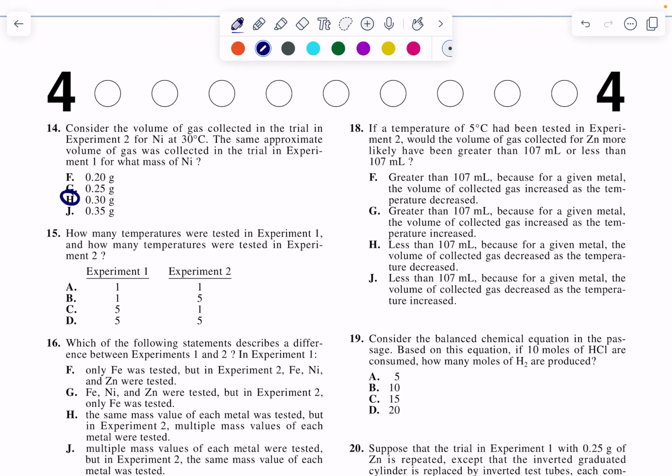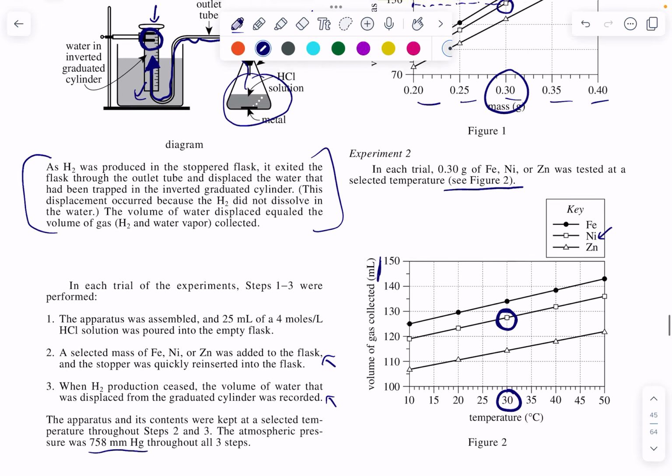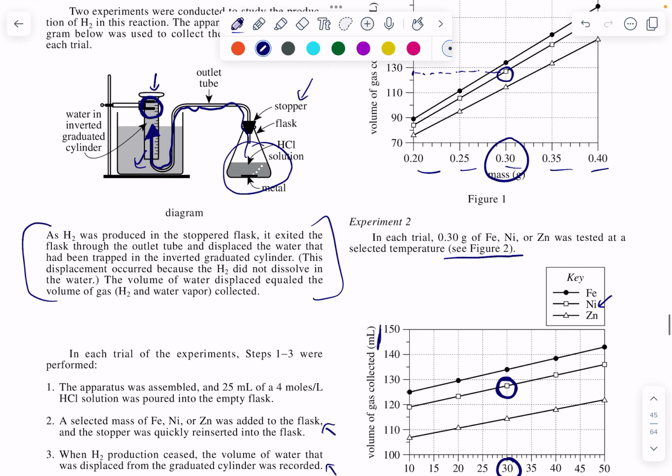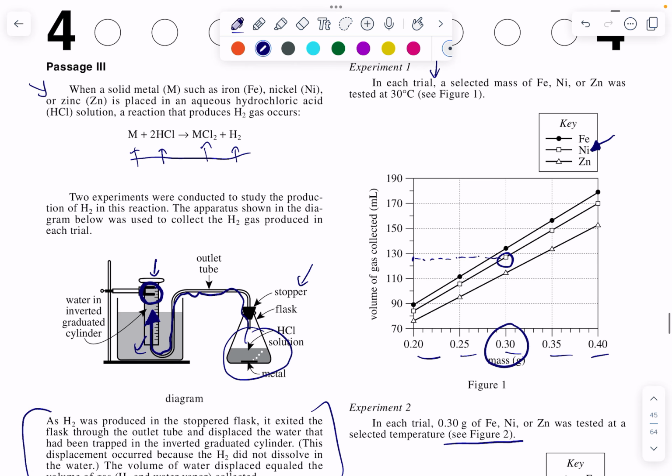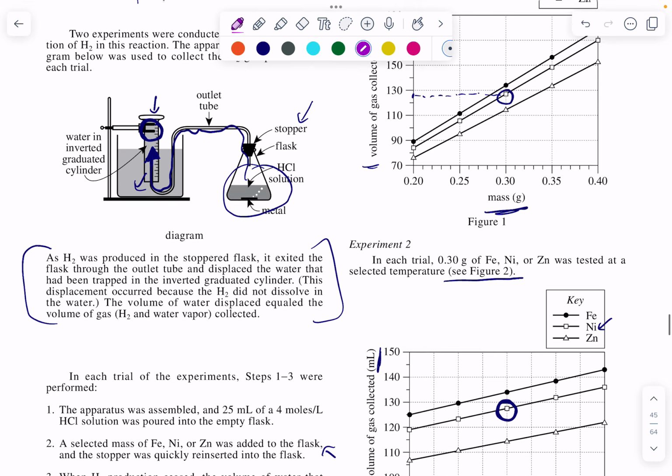Question 15, how many temperatures were tested in experiment 1 and how many temperatures were tested in experiment 2? Okay, so this question is asking about the experiment setup rather than the data. So let's take a look here. In experiment 1, one of the variables we're testing here is mass and the volume of gas collected. You'll notice, which we read up here in the experiment, each trial is at 30 degrees. So they only tested one temperature in experiment 1.